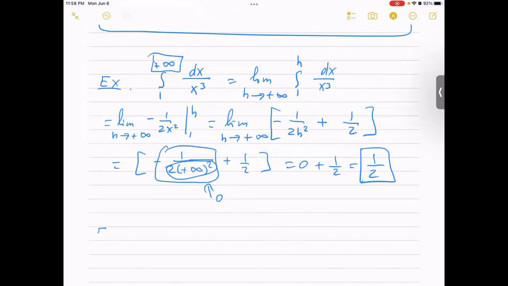For example, the integral from 0 to plus infinity of dx divided by 1 plus x squared, as we did before. Instead of plus infinity, we're going to write h, and then we say h is approaching plus infinity.